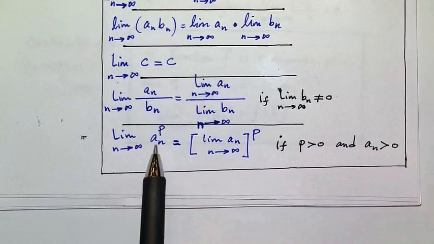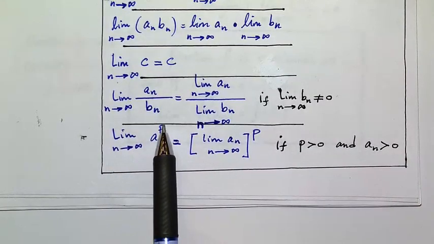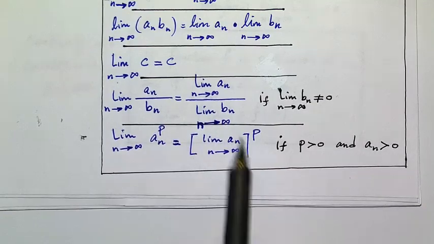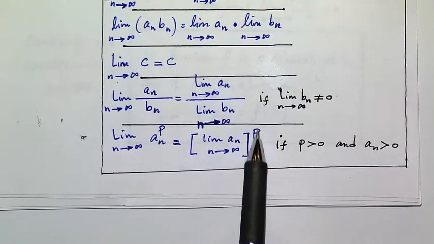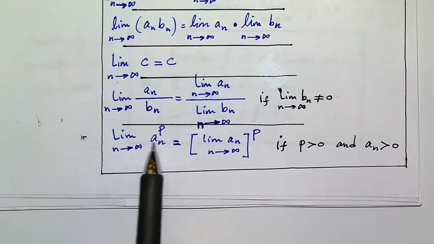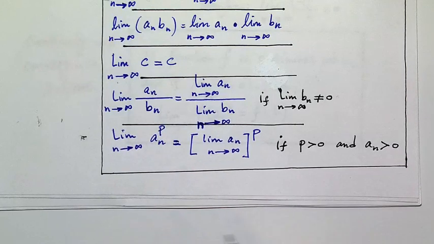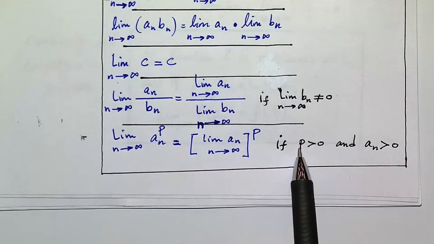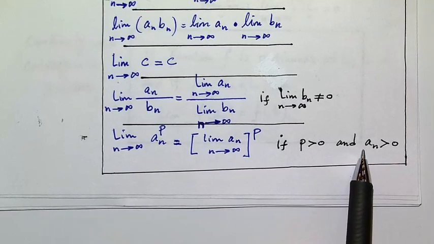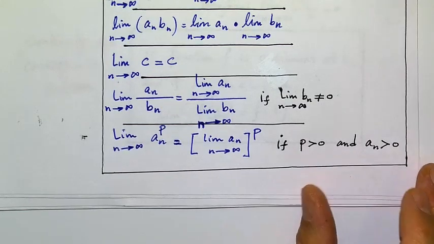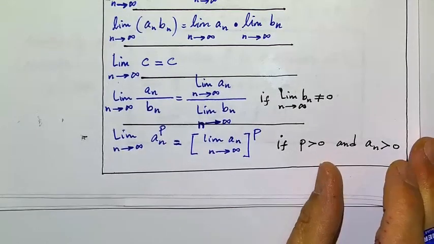And here we have the limit of a sequence raised to a power is equal to the limit of that sequence raised to the power. So the power applies to the limit of the sequence as well, given these conditions, that the power p should be greater than 0 and the sequence should be greater than 0, or something positive.